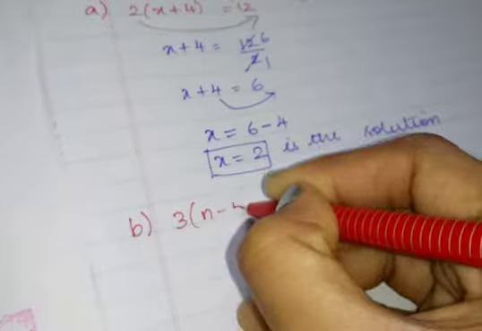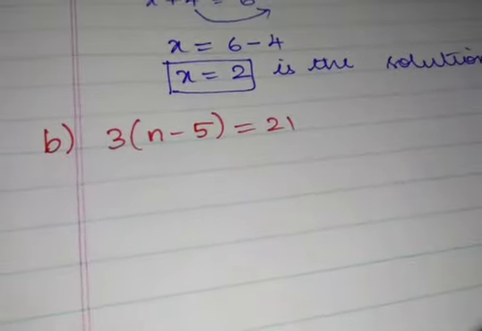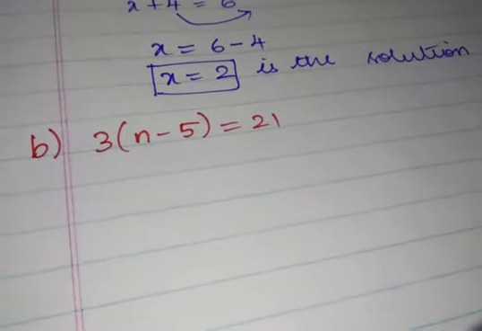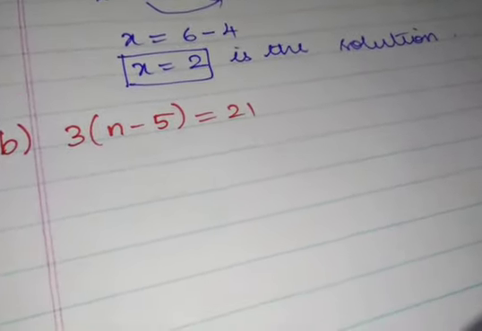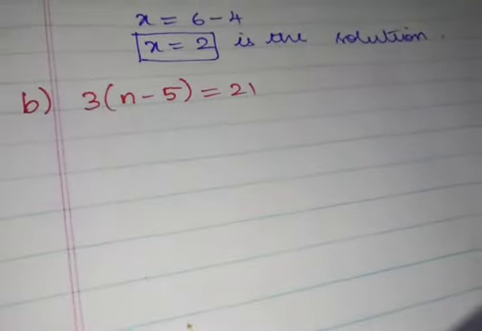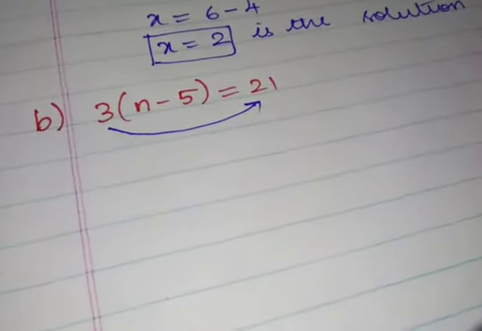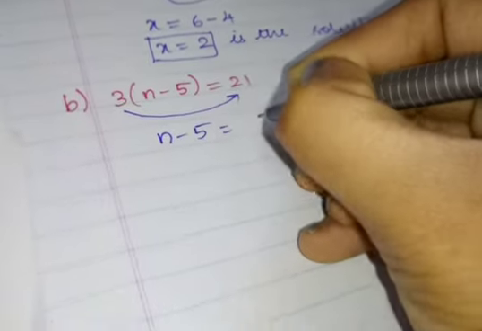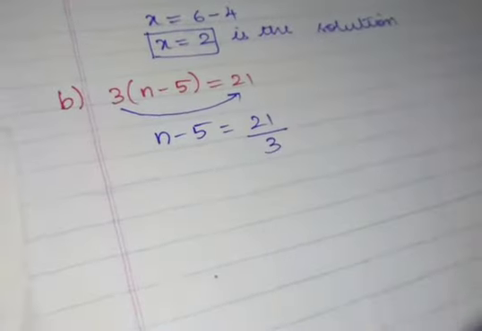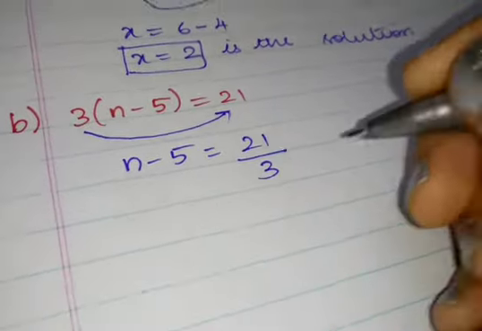3 into n minus 5 equal to 21. That's your option B. Okay, 3 into n minus 5. So first what should you shift? You should shift this 3, because 3 is multiplied with n as well as 5. So n minus 5 is equal to 21 divided by 3.